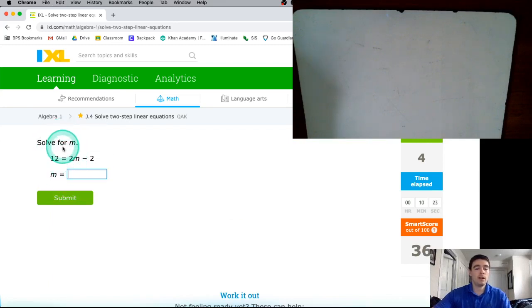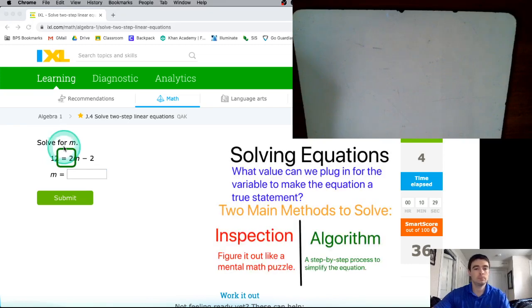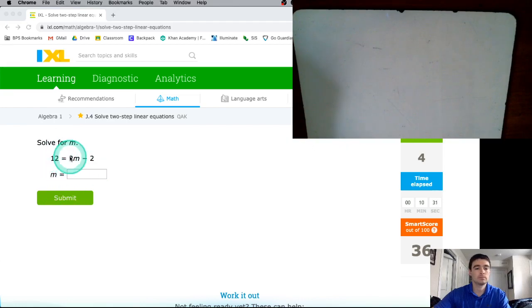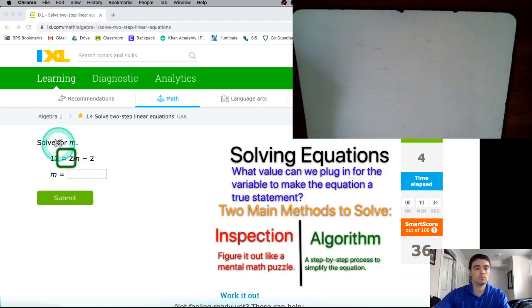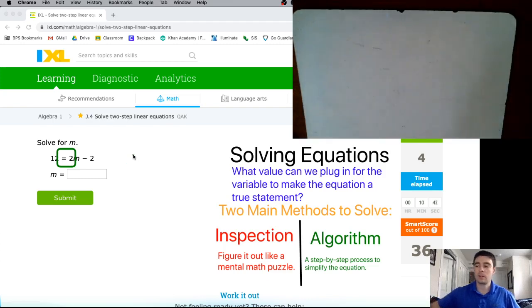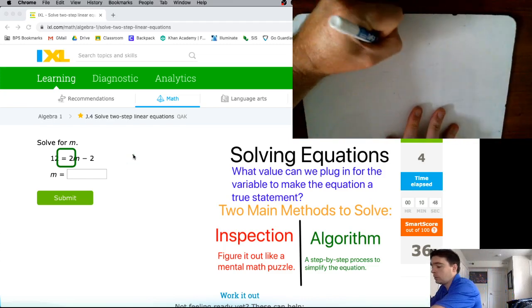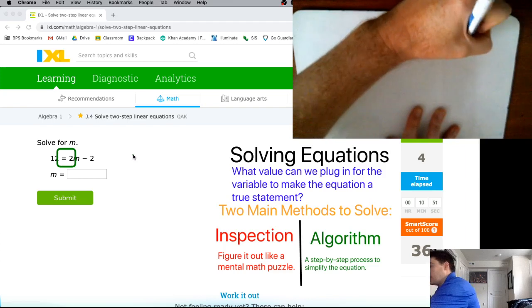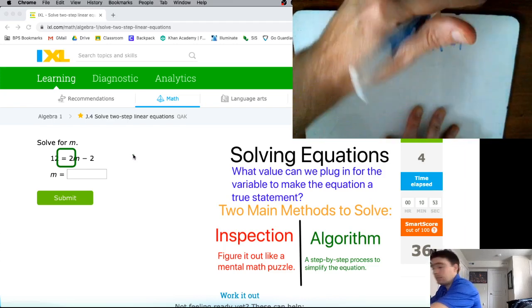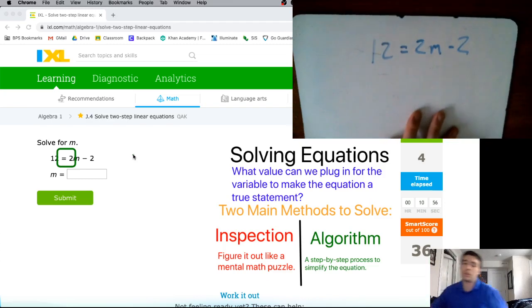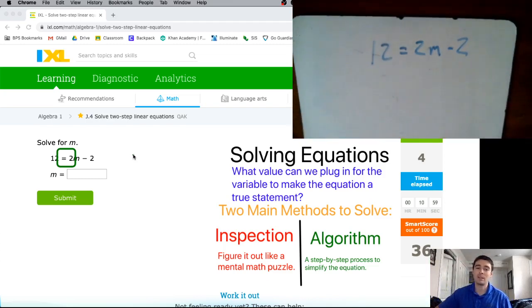Now it says solve for m, and we see 12 is equal to 2m minus 2. So if we've got 12 equals 2m minus 2, we'll just write that equation out. And I'm sorry, I had a bit of a glitch with the screen brush there. But if we've got 12 equals 2m minus 2, this is another one that would be great for mental math. You see simple numbers, no decimals, and I know that 14 minus 2 would give me 12, so inspection would be my preferred method here.